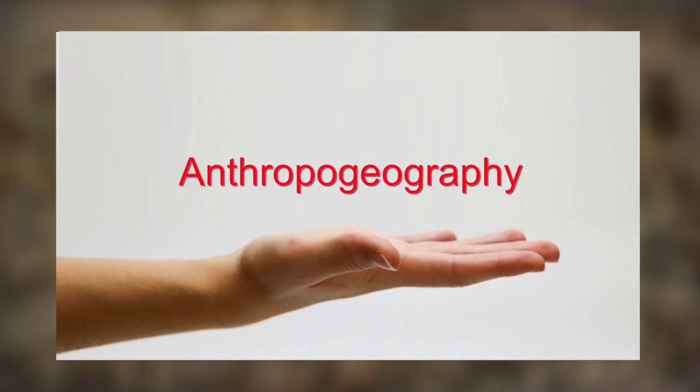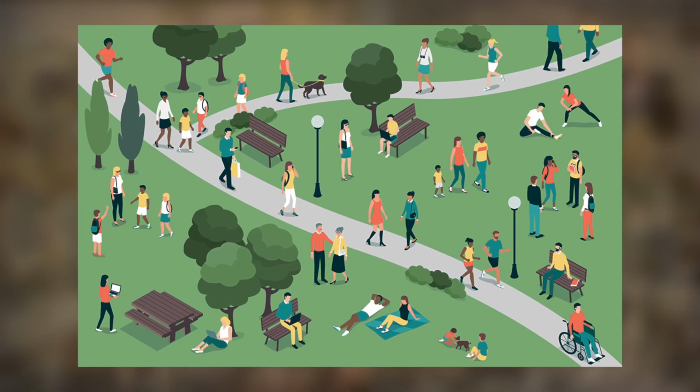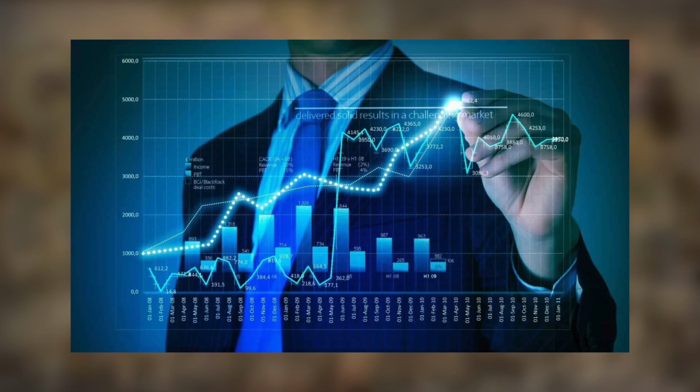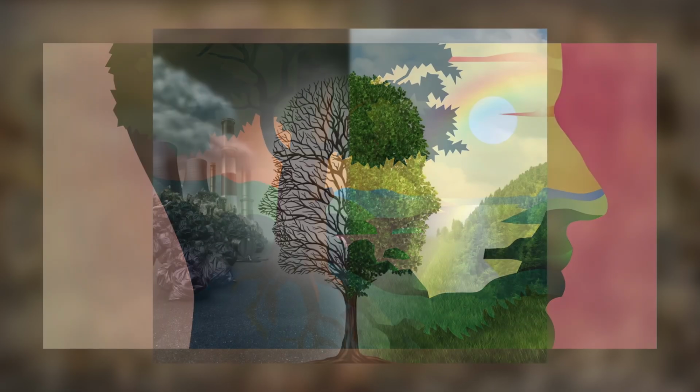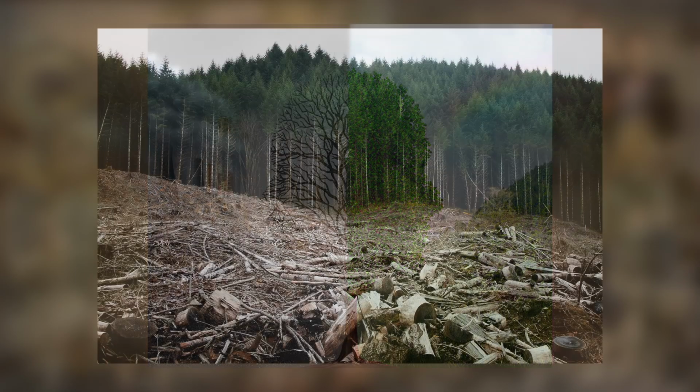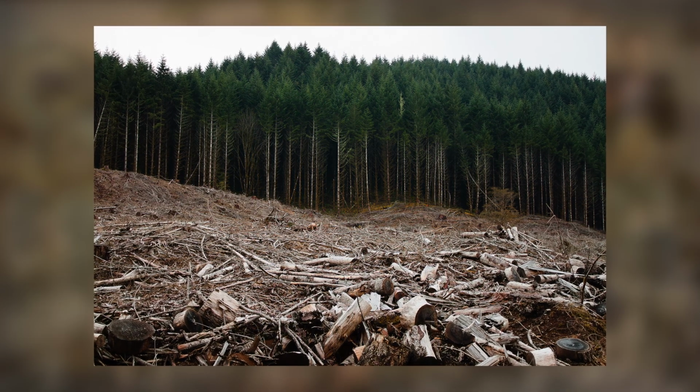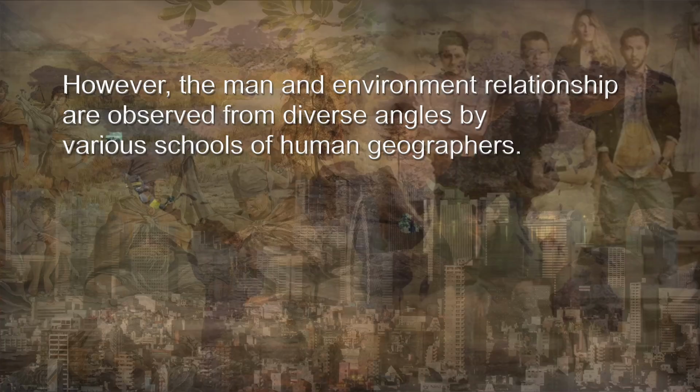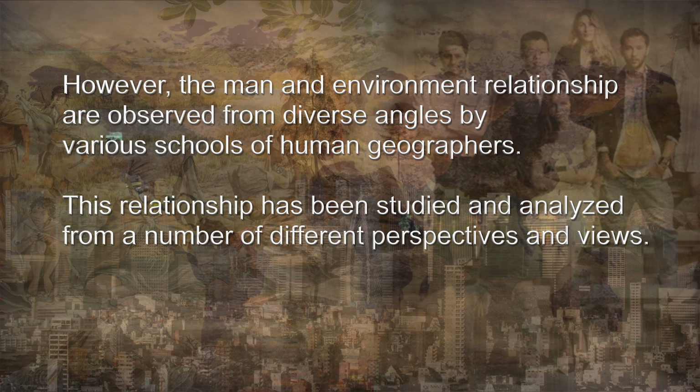Human geography is also known as anthropogeography and is a branch of geography which deals with human beings and their communities, cultures, economic activities and relationship between human and natural environment by studying their relations across the spaces. However, man and environment relationships are observed from diverse angles by various schools of human geographers. So, this relationship has been studied and analyzed from a number of different perspectives and views.